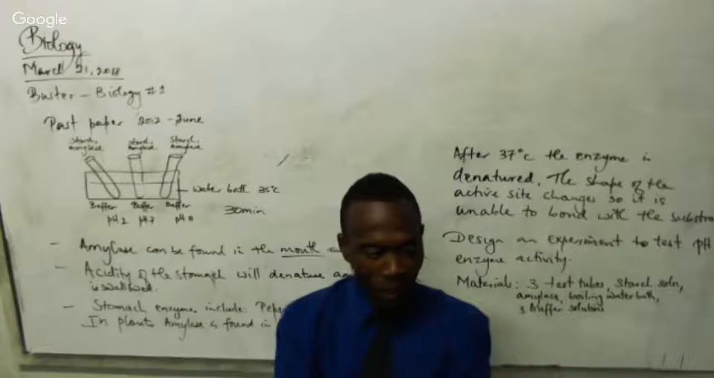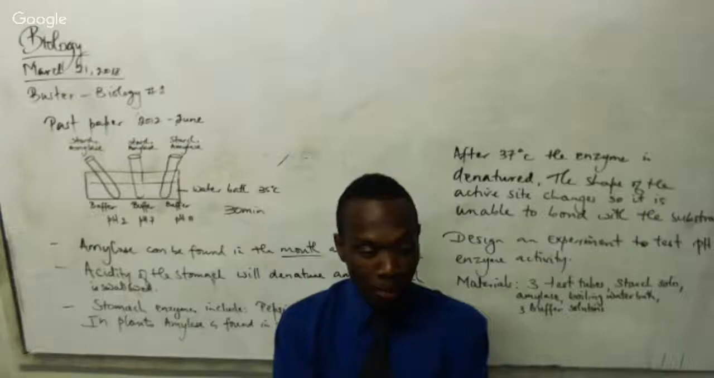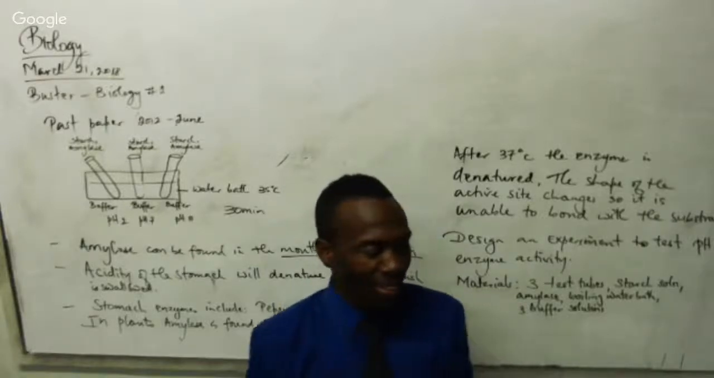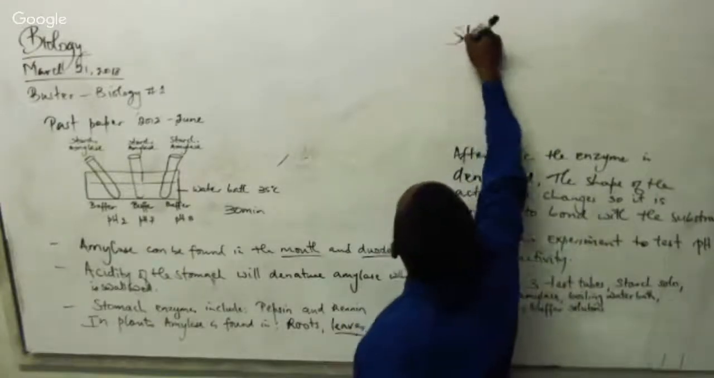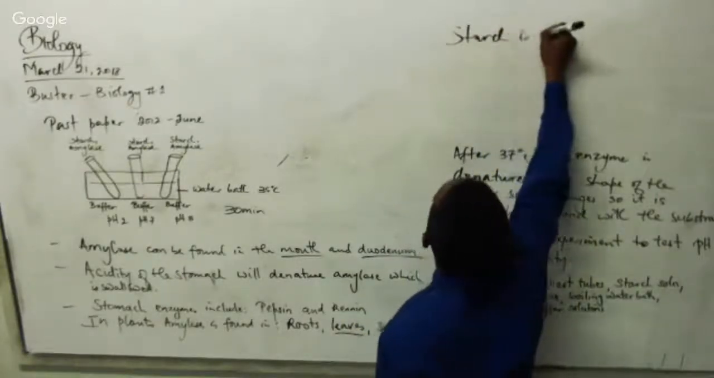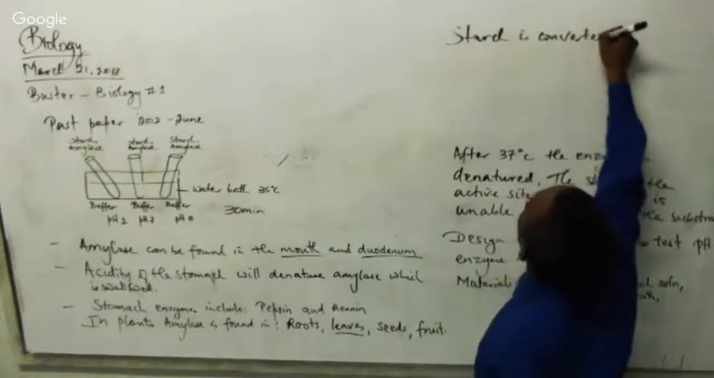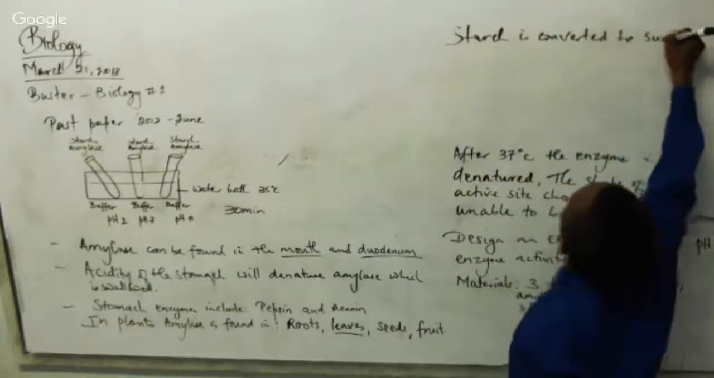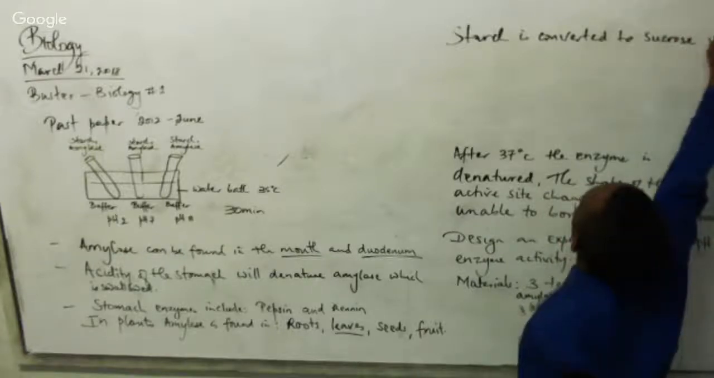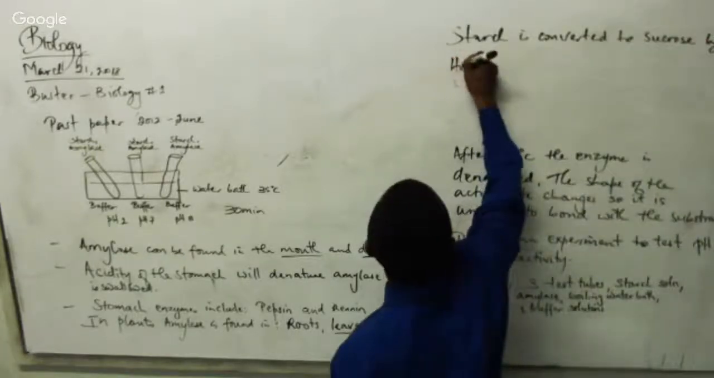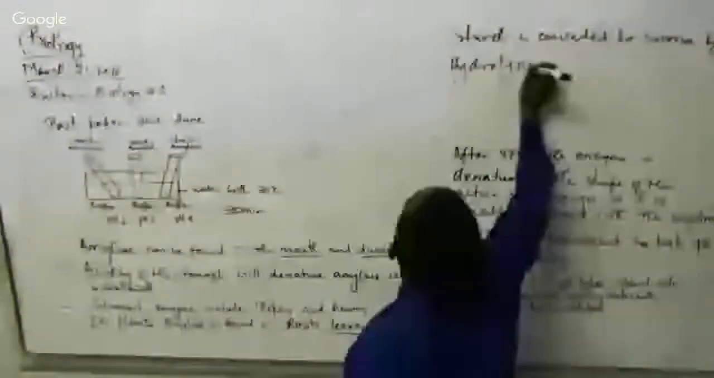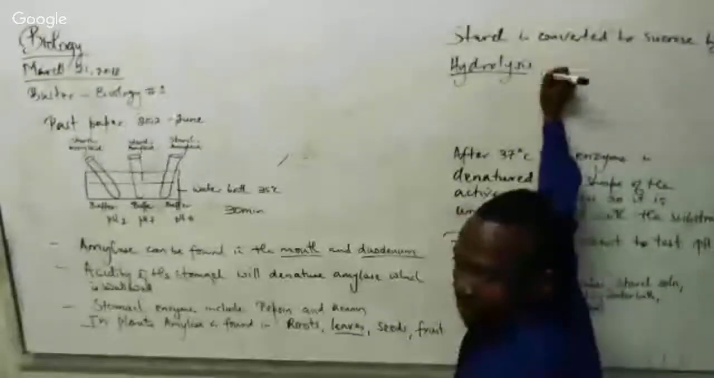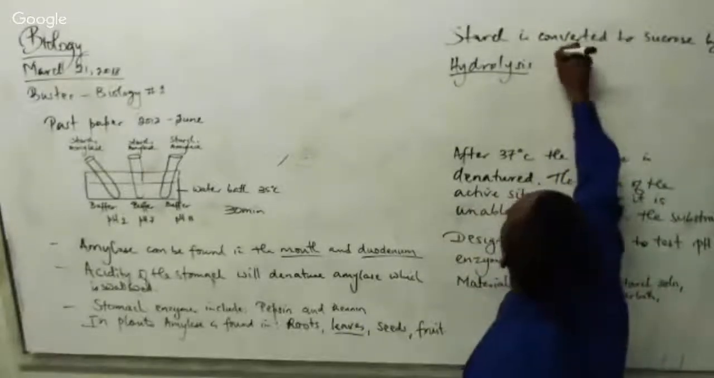Oh no, even when you think about breaking down complex compounds to simple ones. Okay. So starch is converted to sucrose by hydrolysis. Yes. Is it really hydrolysis? Hydrolysis. No, that is exactly it.